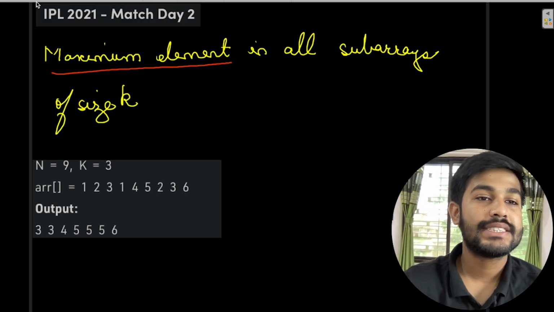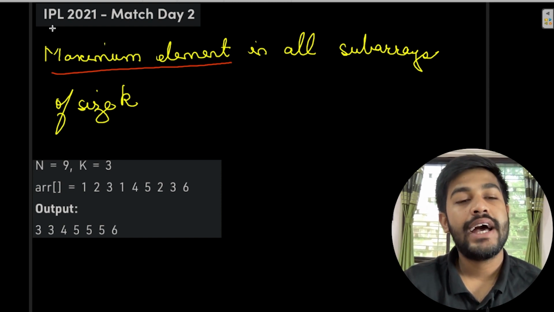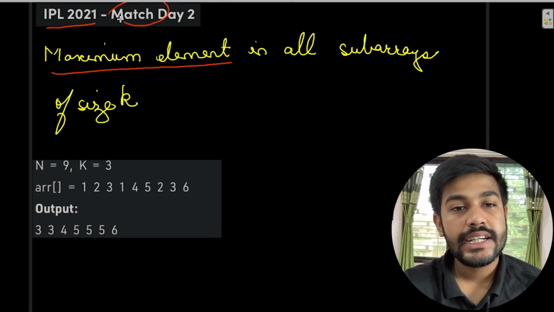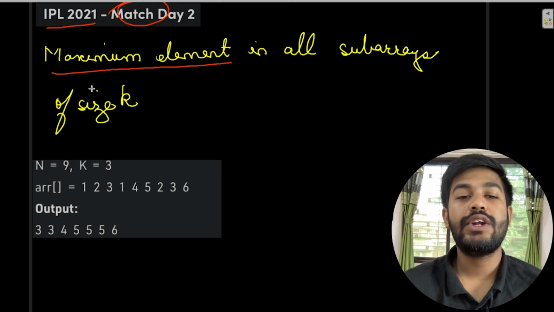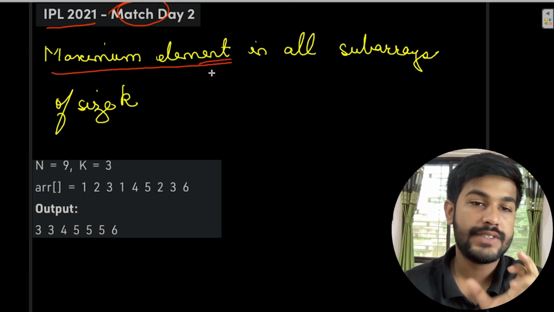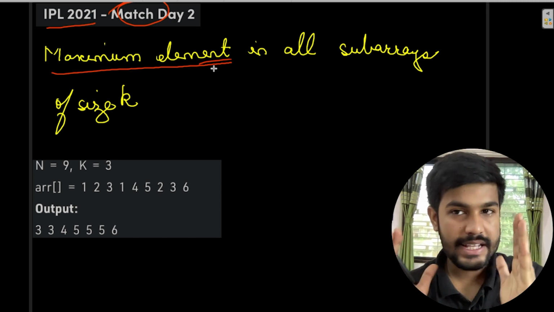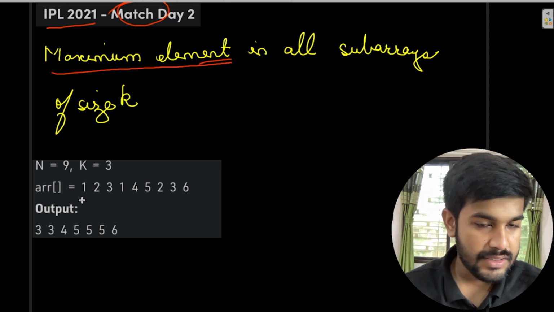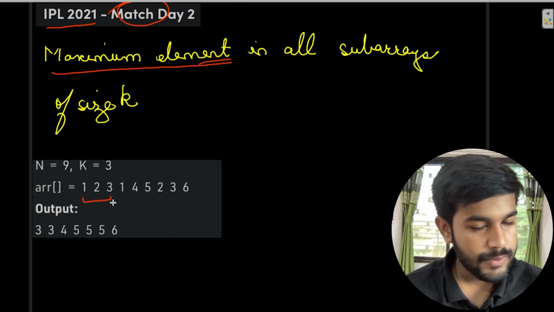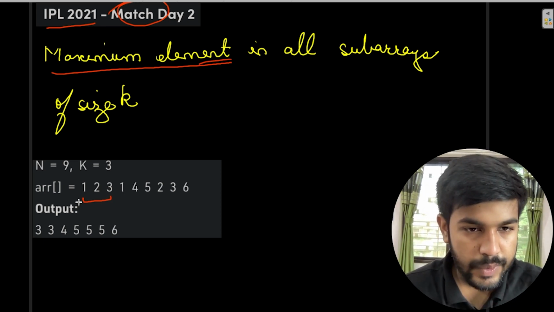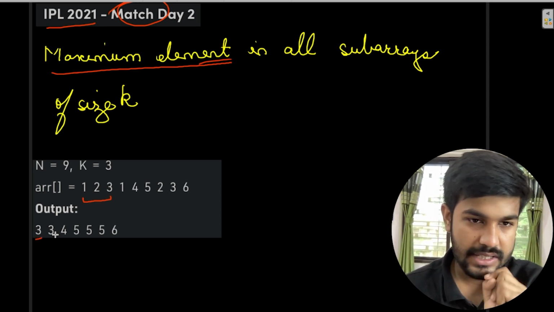Today, we would be discussing the problem named IPL Match 2021 Match Day 2. In this problem, we need to find the maximum element in all subarrays of size k. So you would be given a size k, and suppose the size k is 3. The number of elements in this would be this, and the maximum element in 1 to 3 is 3. That is why the output to the first is 3.